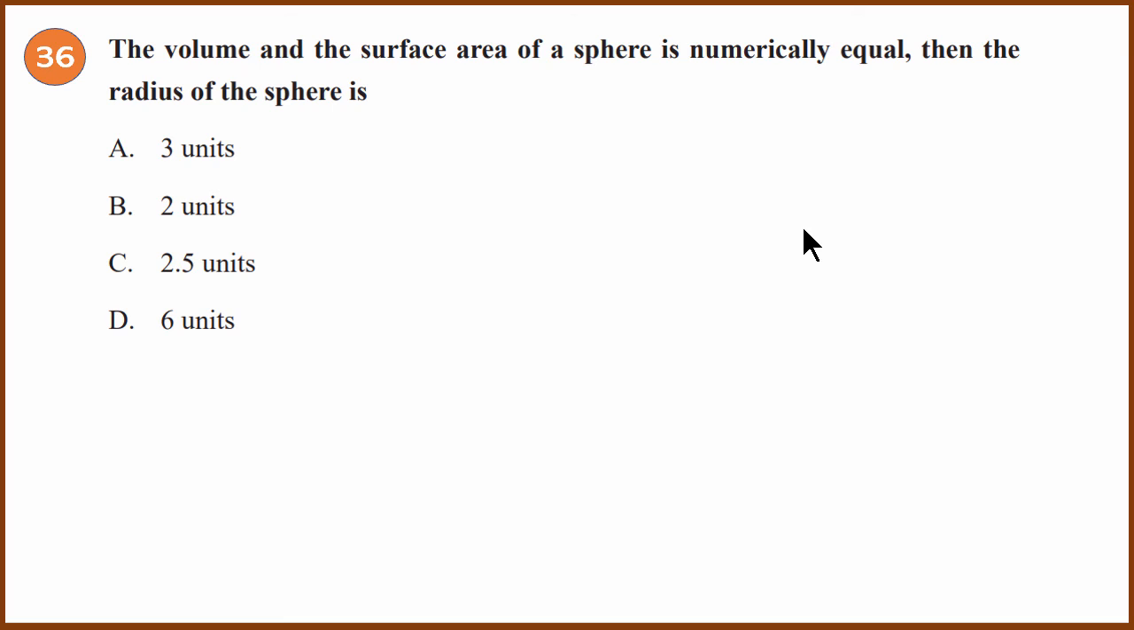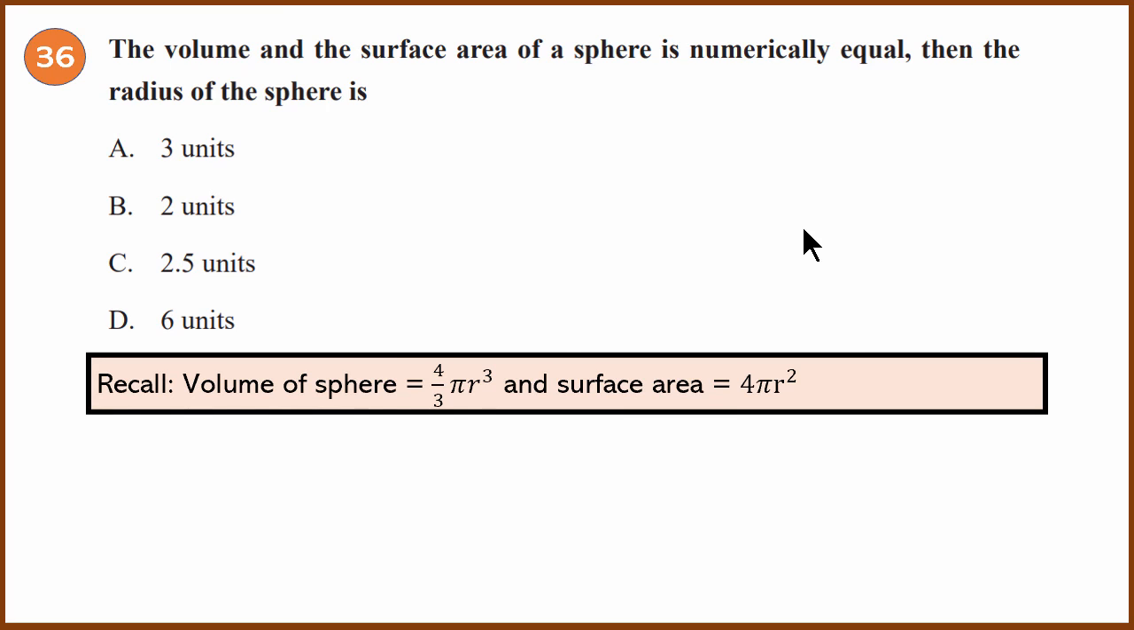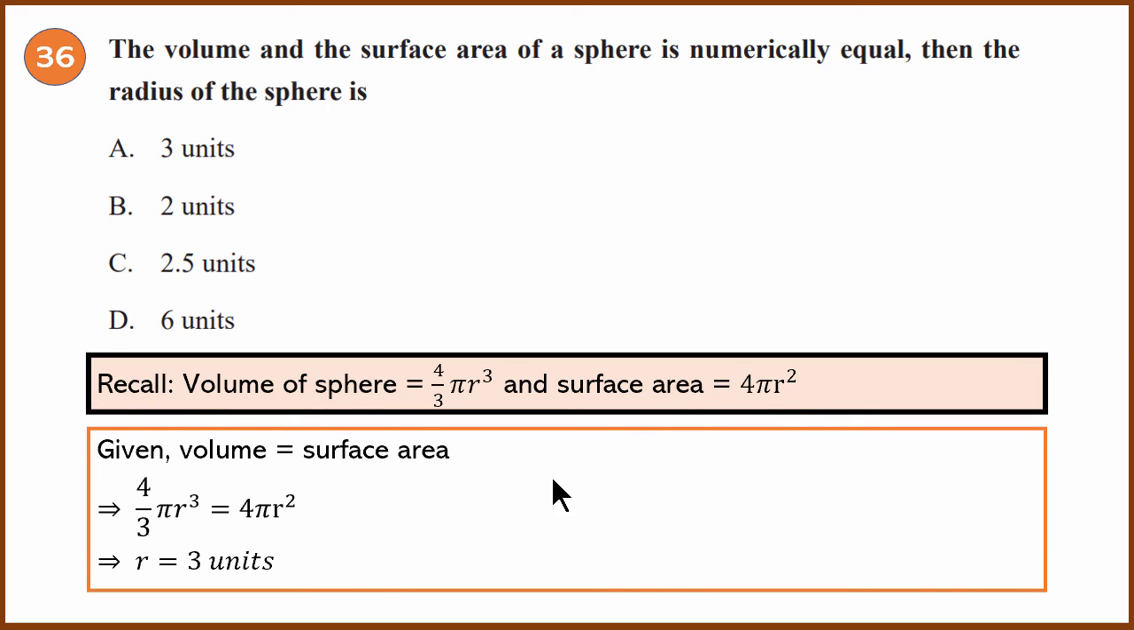36th question. Volume and surface area of a sphere are equal, then the radius of the sphere. What does that mean? Volume of the sphere is given by this formula, surface area is given by this formula, and they are equal. That means this is equal to this. If you cancel 4 pi r square, because that is there on both sides, you are left with r divided by 3 on the left hand side, which means r equals 3 units. If you simplify this, you can show that r is 3 units. Correct answer is A.